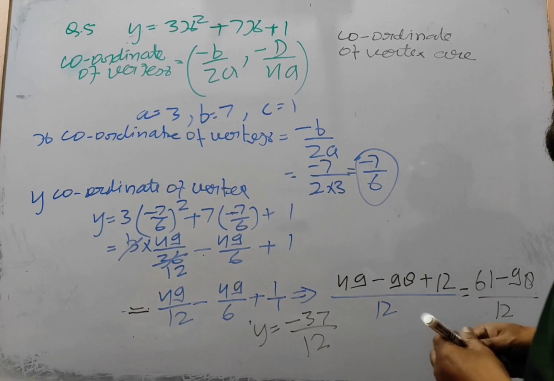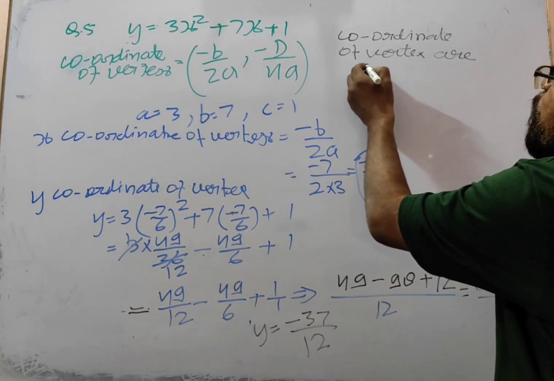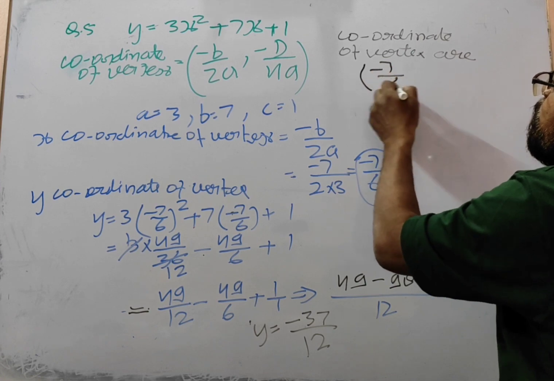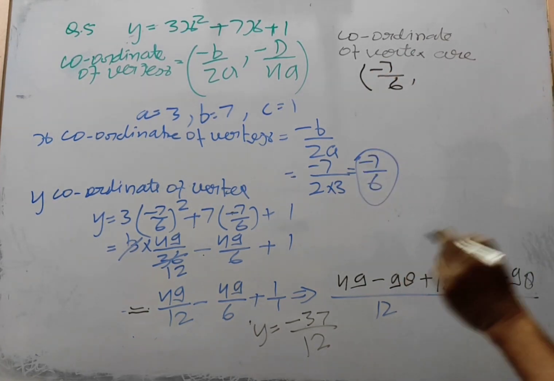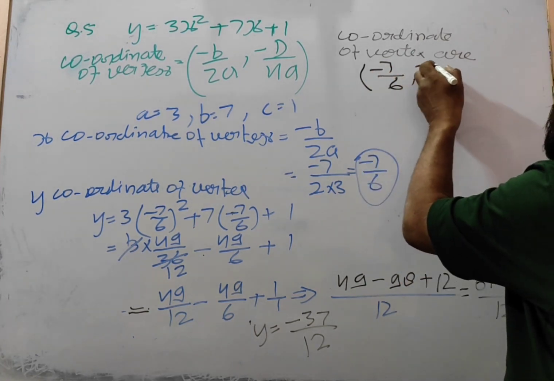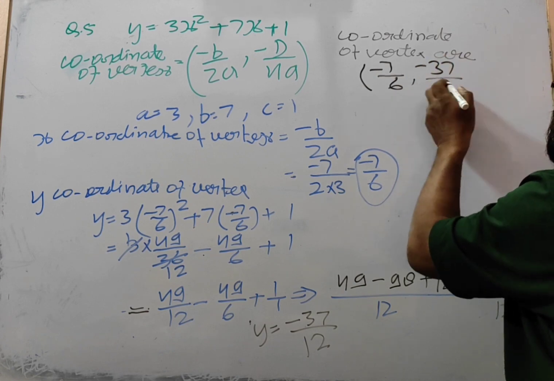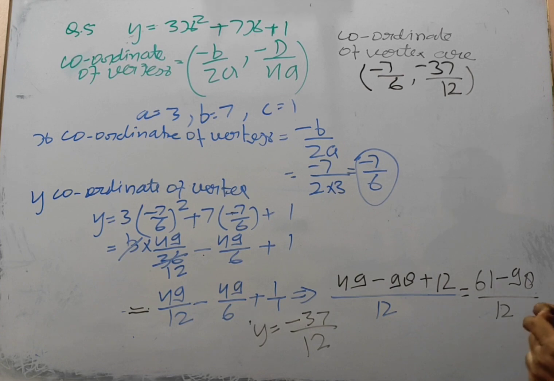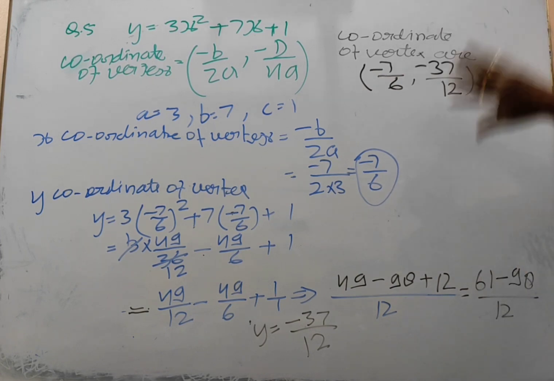The coordinates of the vertex are minus 7 upon 6, comma minus 37 upon 12. Right? These are the coordinates of the vertex.